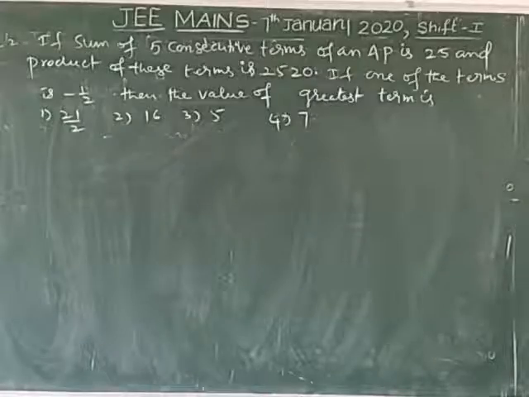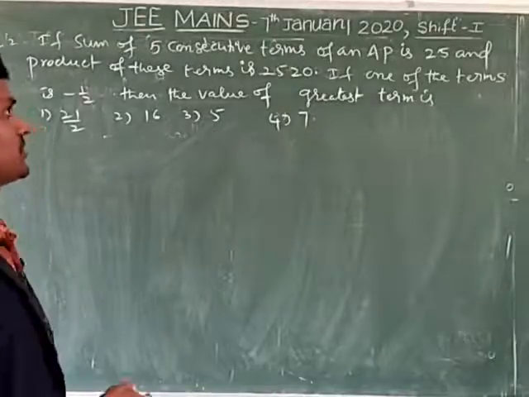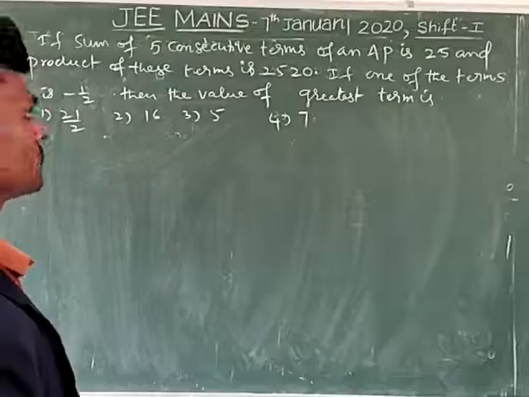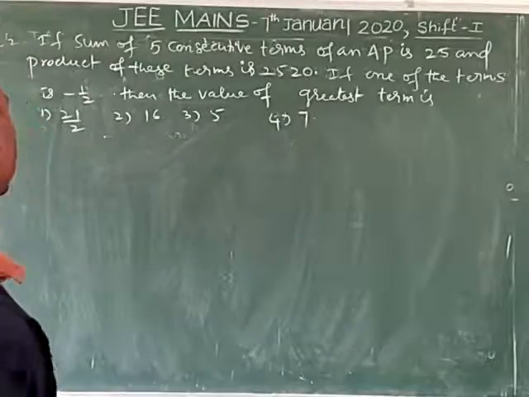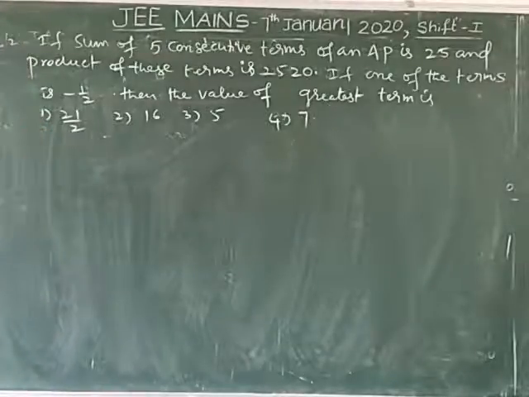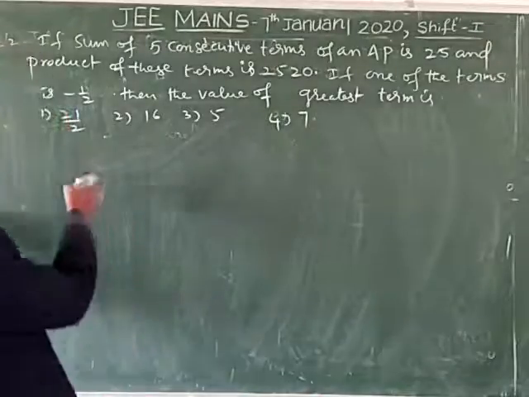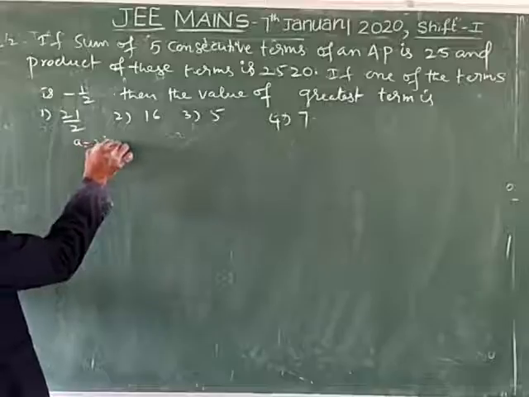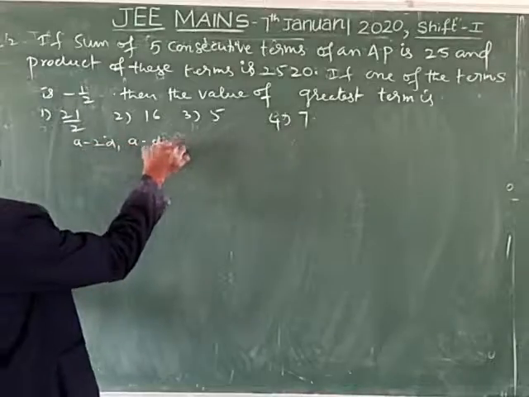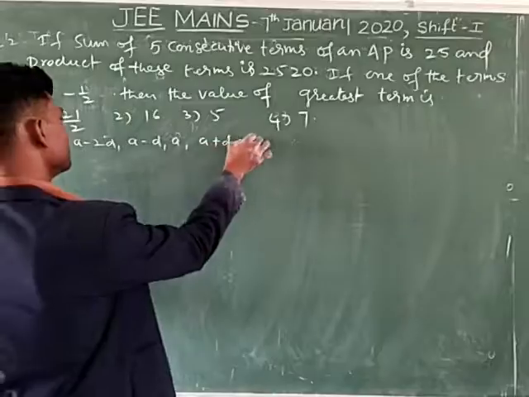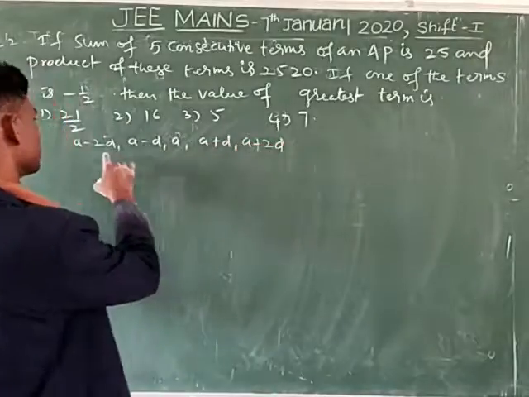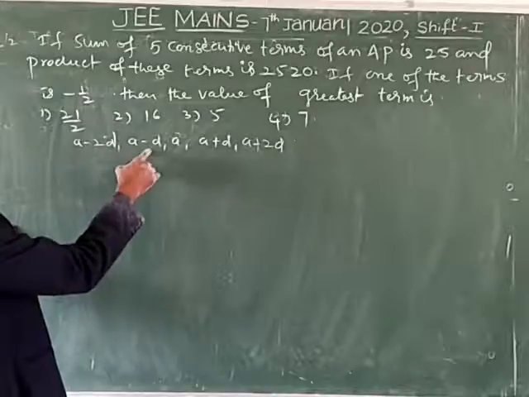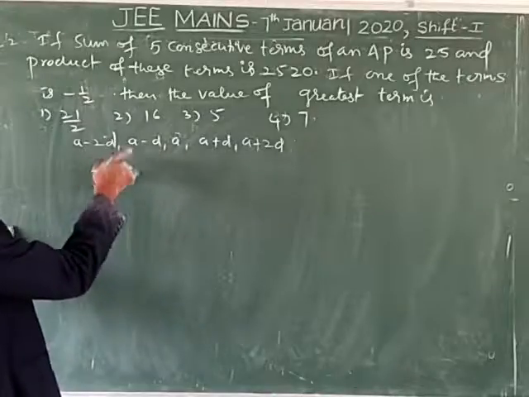Next question: if the sum of 5 consecutive terms of an AP is 25 and the product of these terms is 2520, and if one of the terms is minus 1/2, then find the value of the greatest term. Let the 5 terms of the AP be a minus 2d, a minus d, a, a plus d and a plus 2d, total 5 terms. Here the difference is d, here also d.